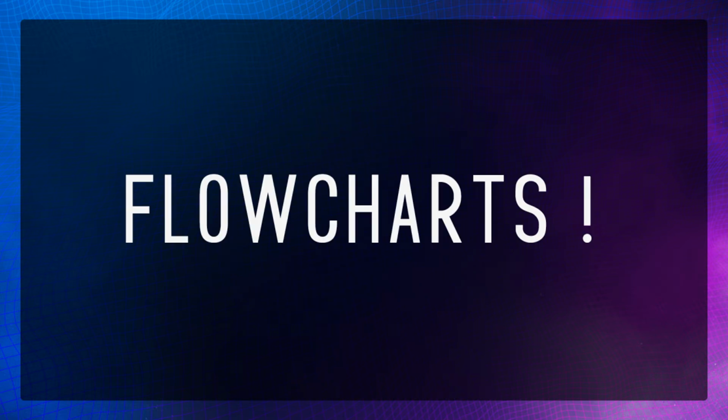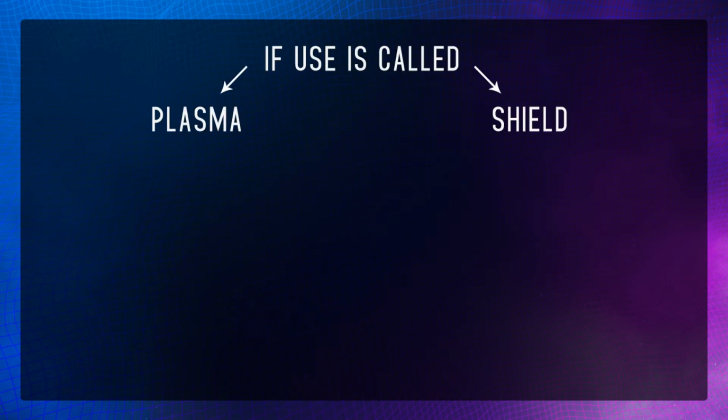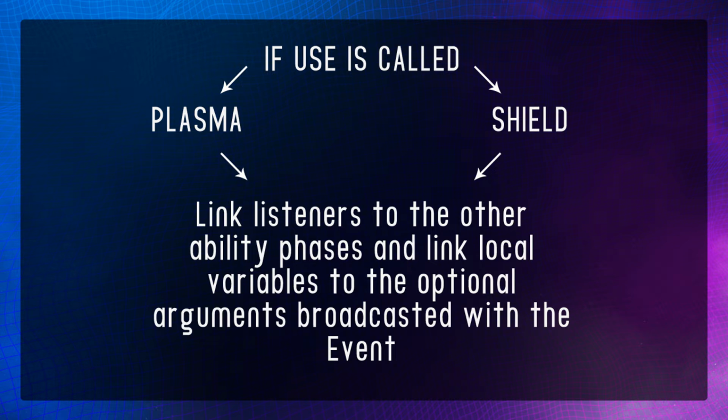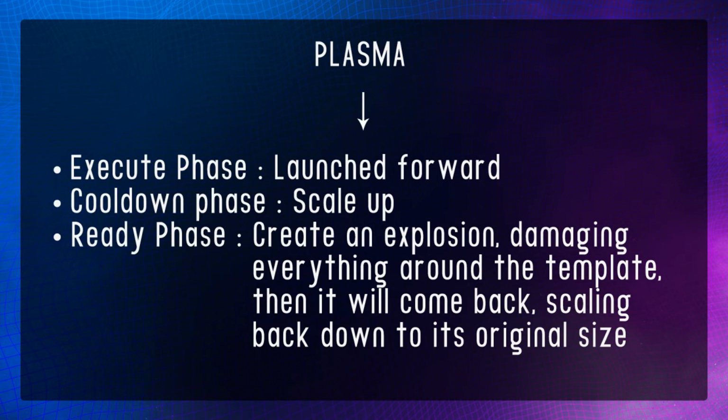The third one is a bit more complex, but nothing too hard to write. So if use is called, we have to check which ball is in front of us. It can be plasma or shield. In both cases, the first operation is the same: link listeners to the other ability phases and link local variables to the optional arguments broadcasted with the event. Then, for the plasma, we can use the old script, so it will be launched forward.